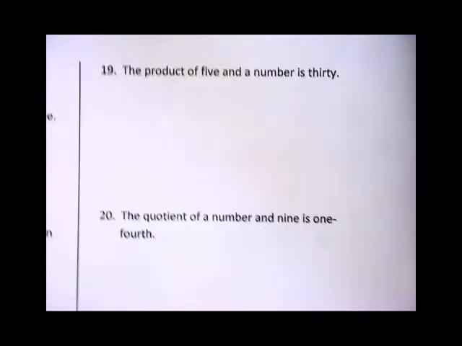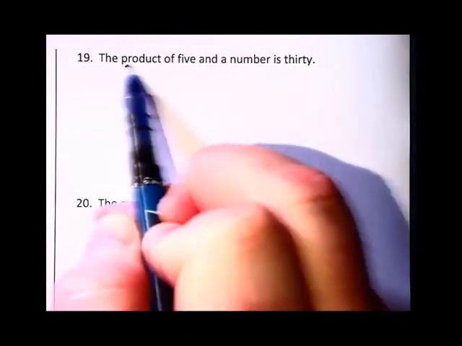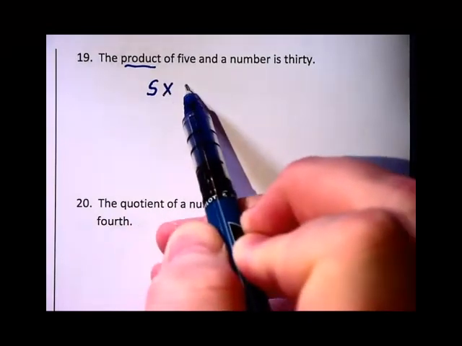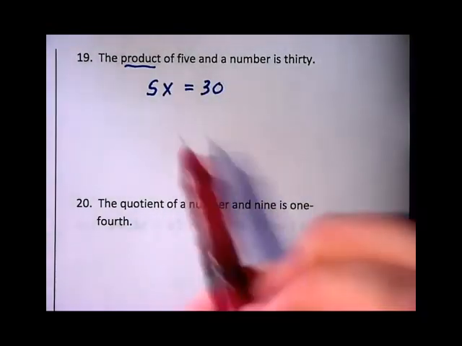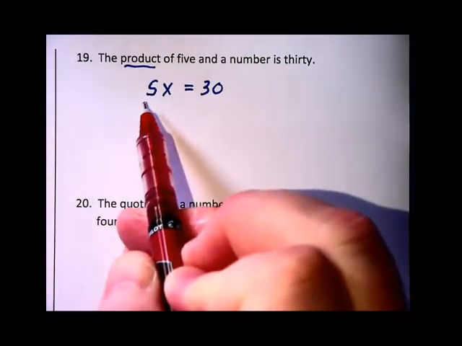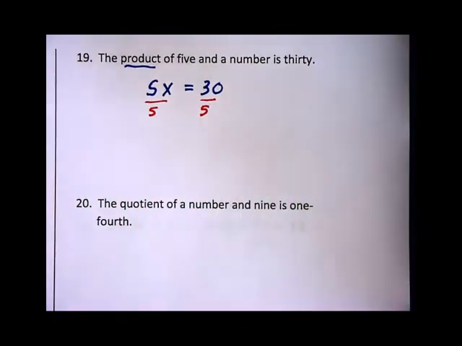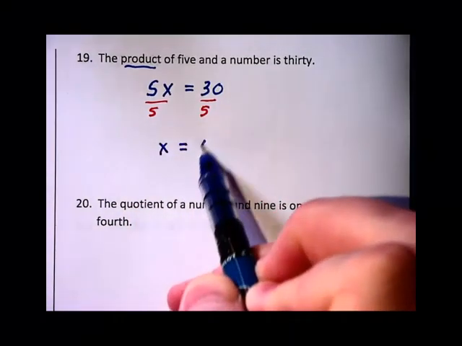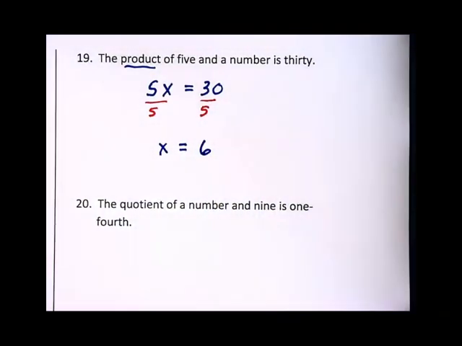Okay, moving over to the right now. Product refers to multiplication. So we're going to have 5 times a number, 5x is 30. And we want the x by itself. It's been multiplied by 5, so we're going to divide by 5 on each side, giving us x is equal to 6. The product of 5 and 6 is 30, it turns out.